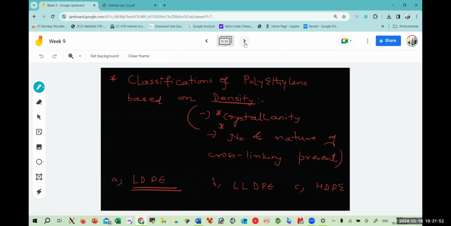After that, what we discussed is the polyethylene classification based on the density. We also know that density is mainly dependent on how crystalline the material is, and second, the number and the nature of the cross-linking present over there. Based on that, we have low density, linear low density, and high density polyethylene.